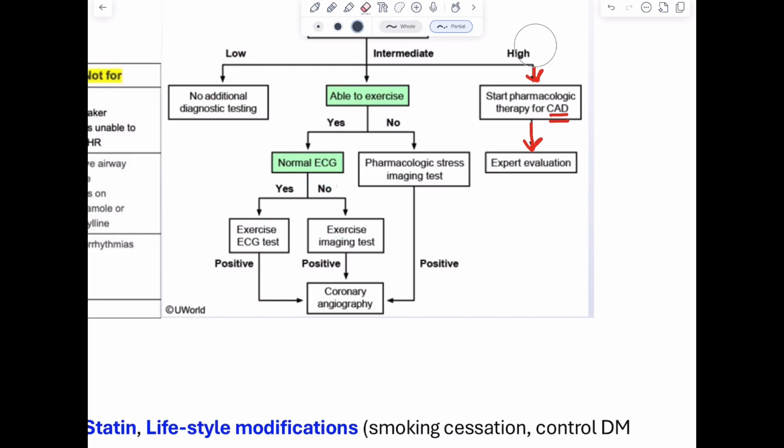Okay? Let's say that they cannot exercise. Maybe they are paraplegic, or maybe they have a condition where they can't move. Any condition that you can think of, they're wheelchair bound. You do a pharmacological stress test with imaging. Always, always imaging. It's not going to be alone because you need to image the heart.